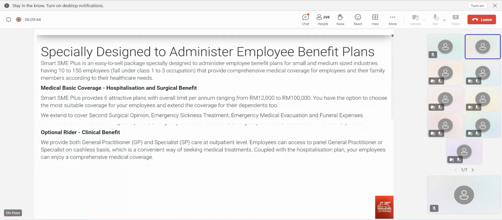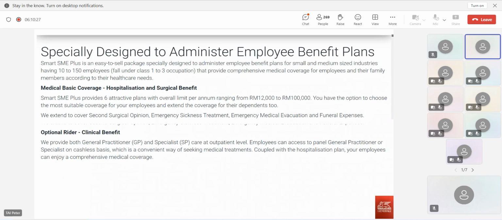Now, for this particular policy, we have 6 attractive plans. Okay, we have an overall limit per annum ranging from 12,000 to 100,000. Okay, the option to choose the most suitable coverage for the employee, and can extend to who? Can extend to their family also, so that the employee can get their family members involved if they want to. Okay, so that means this is quite a comprehensive policy. Why do we do that? Is because as you know, the employee's main concern is their family members. So if their family members are insured, so at least it gives them peace of mind. When they have peace of mind, they can concentrate on working, do their work better.